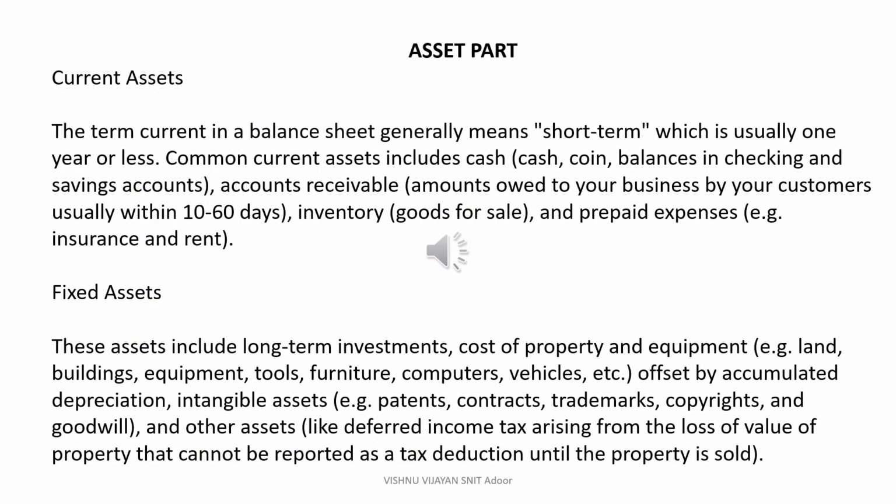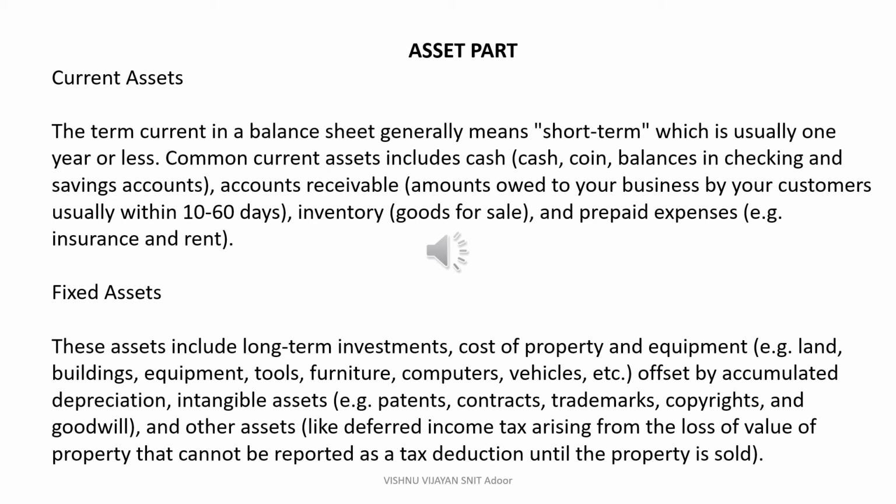We are discussing the right hand side of the balance sheet, the asset side. In the asset side, there are two types of assets. We can classify it into two types, current assets and fixed assets. The term current in balance sheet generally means short term. So short term assets we can consider as current asset. Within 1 year we can convert an asset into cash. That type of assets is known as current assets.